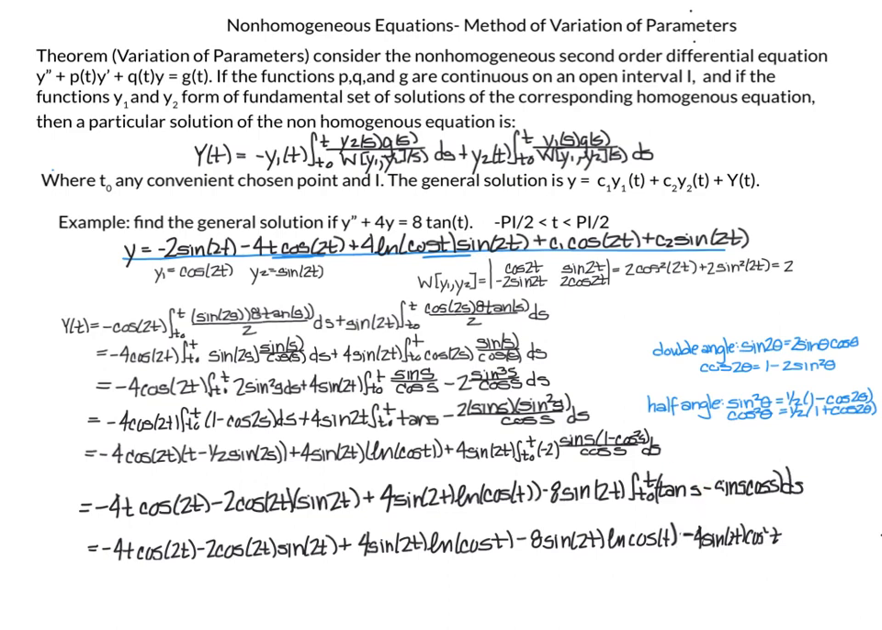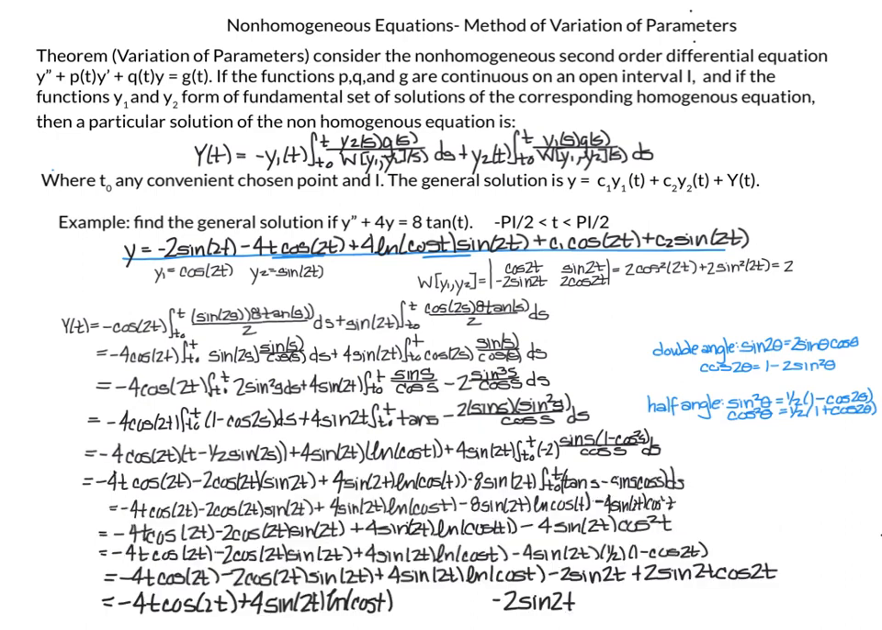My integral of tangent s, again, is natural log of cosine t, and now this I can integrate. I still have to multiply by 8 sine of 2t, but this integral is 1/2 cosine squared of t, so the 1/2 factors in with the 8, and you get minus 4 sine of 2t cosine. This part is cosine squared of t.